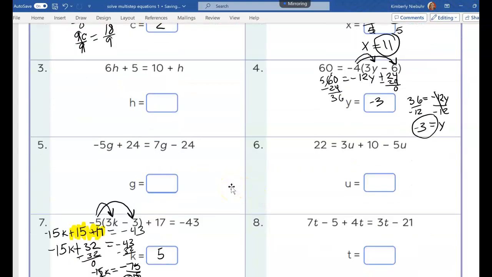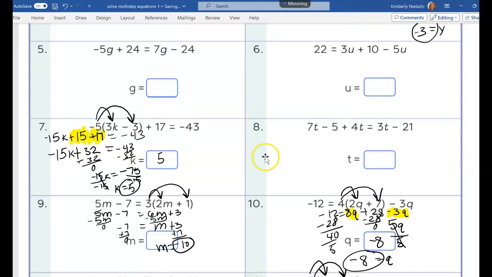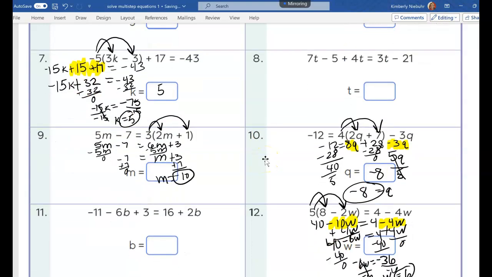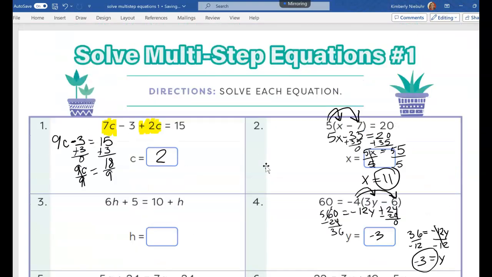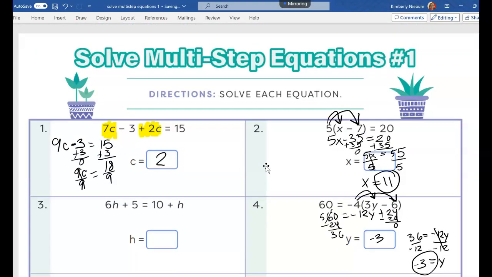All right, you're going to work 3, 5, 6, 8, 11 on your own. I'm going to come around and check, or have you work with me in a small group. Ready, go.